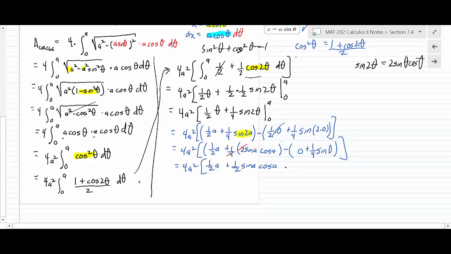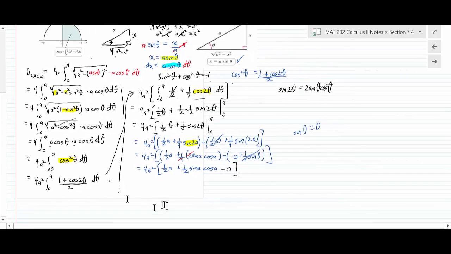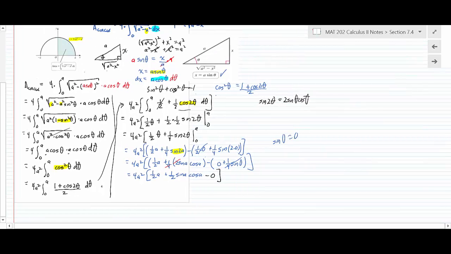And then I'll have minus, and see this thing right here, the sine of 0 is 0. So that whole thing just becomes 0. Okay, so now we've got that worked out. Now I'm going to multiply it out. Now the thing is, we got to go back into our triangle a little bit here, and do something with that also. Okay, so we're getting pretty close to being done with it.